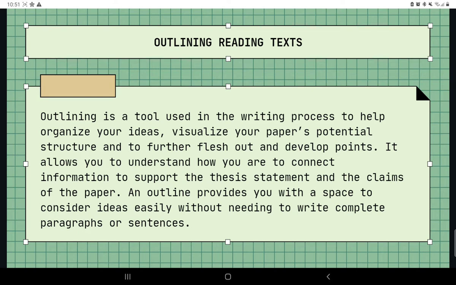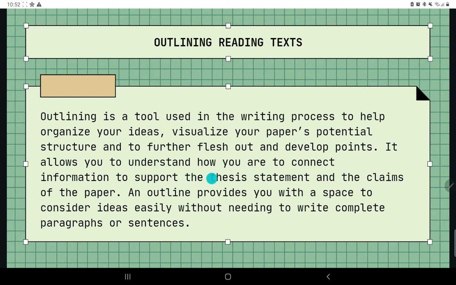So, what else? When you outline, tapos natapos mo na siya, you can clearly see your paper's potential. Nakikita mo yun, ay, maganda tong magiging paper ko na to kasi magaganda yung mga arguments ko. Magaganda yung mga naisip kong points. Okay? And here, to further flesh out and develop points. So, minsan kasi habang nag-outline tayo, mas lalo tayong nakakapag-isip. Mas lalo tayong nakakakuha ng ibang point of view. Okay? So, mas gumaganda yung paper. It allows you to understand how you are to connect information to support the thesis statement and the claims of the paper.